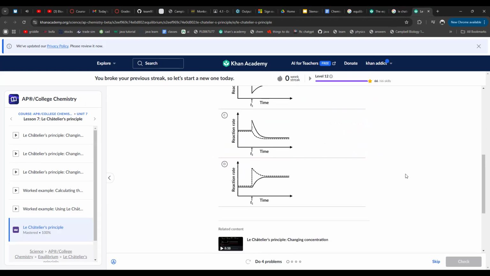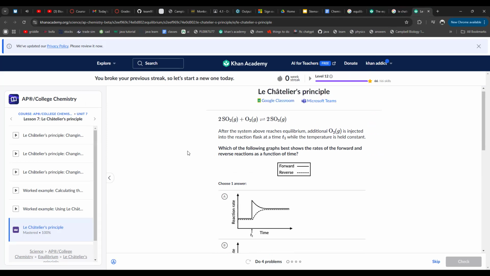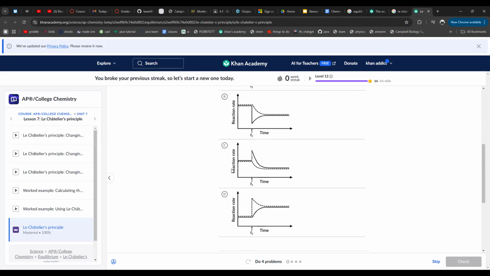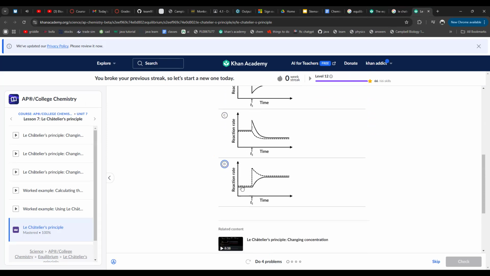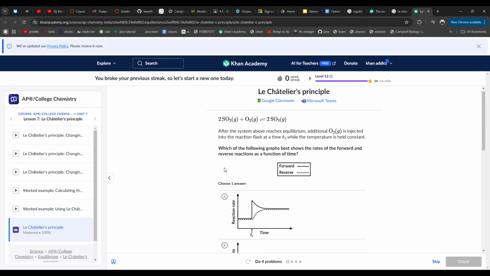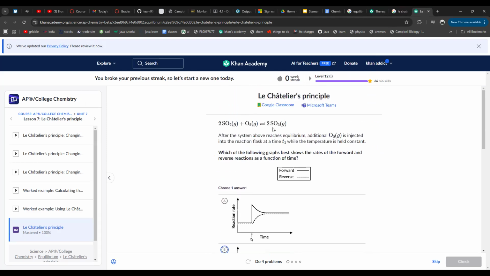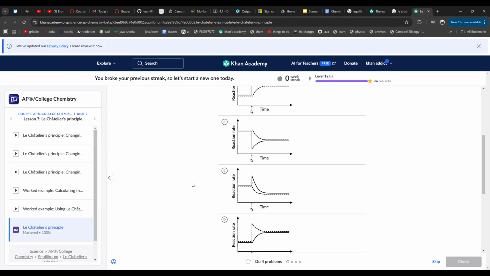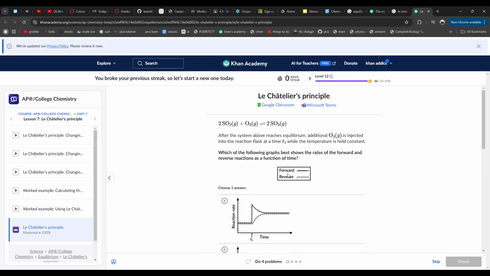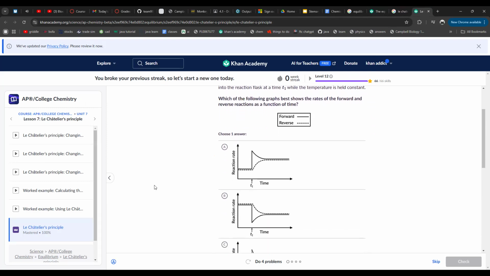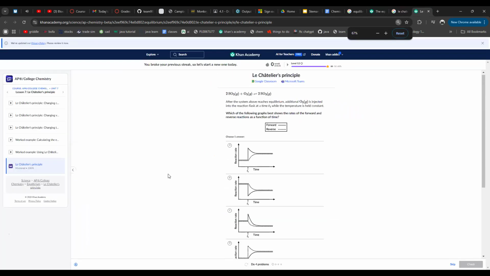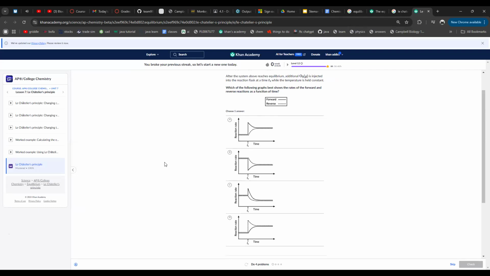So I'll have you guys just answer this question. Which of these graphs shows the rate of the forward and reverse reactions? So all of them start at a base value that's all the same because it's at equilibrium. And then that equilibrium's disrupted by the injection of oxygen. The forward is the solid line, reverse the dashed line. So which one of these graphs do you think represents this reaction the best?